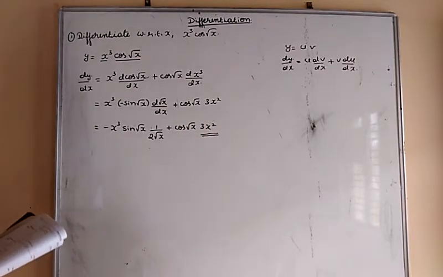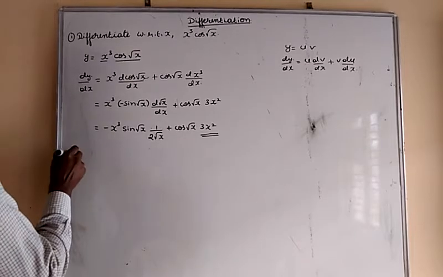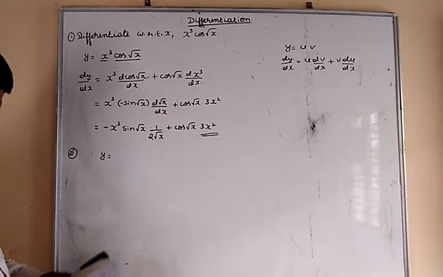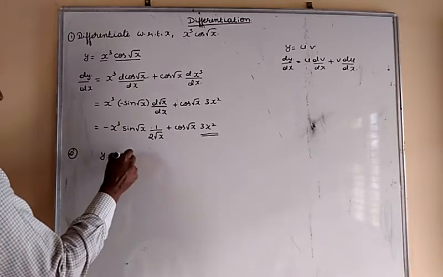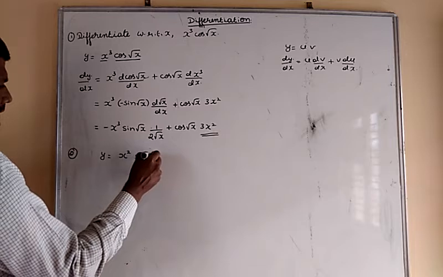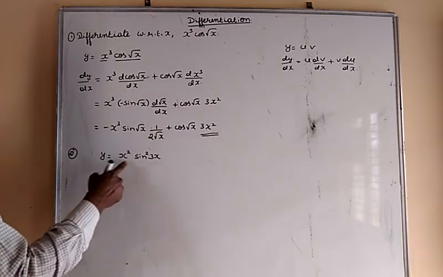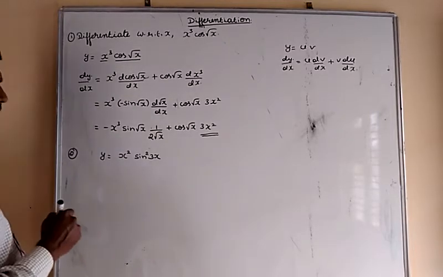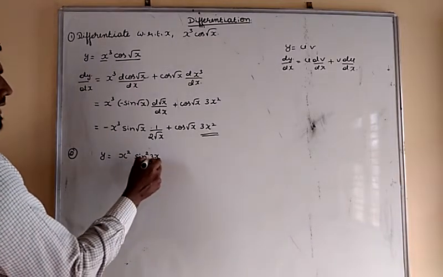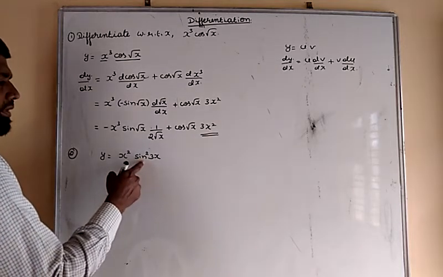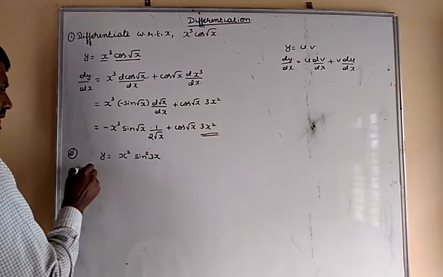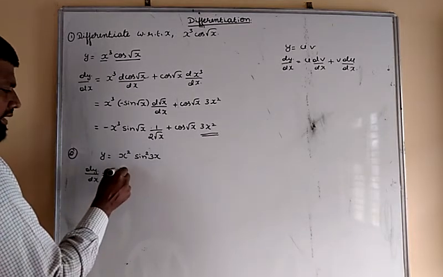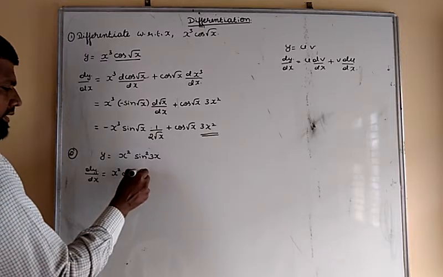Okay. Now let us take another problem, the second problem in this. So y is equal to x square sine square 3x. Okay. So here the two functions are there. In between the two functions, there is no symbol, so it is called a product rule. In the place of x, 3x is there, again the square is given for the sine. So let us apply the formula for the product rule. Differentiation of y with respect to x. The first function is x square. The second function is sine square 3x.